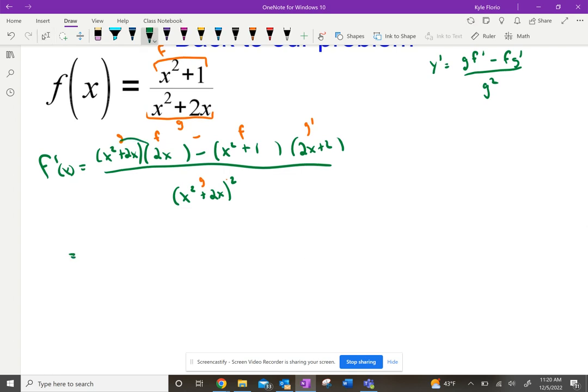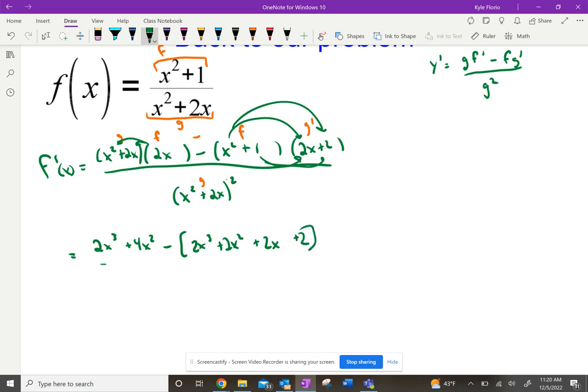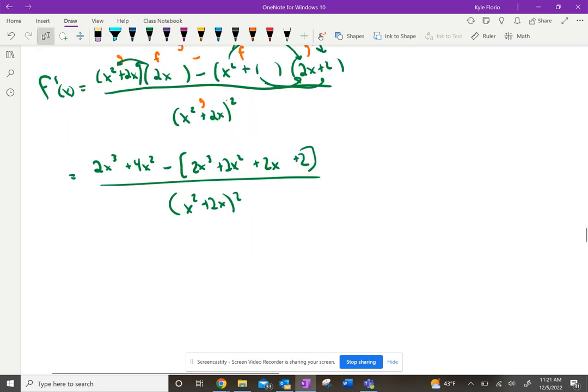So I'm going to distribute here. It's going to give me 2x cubed plus 4x squared minus, before I minus, let me just FOIL these. X squared times 2x is 2x cubed. X squared times 2 is 2x squared. 1 times 2x is 2x, and 1 times 2 is 2, all over this bottom squared. By the way, there actually are no like terms here. So I'm just going to distribute this negative in, so those all change signs.